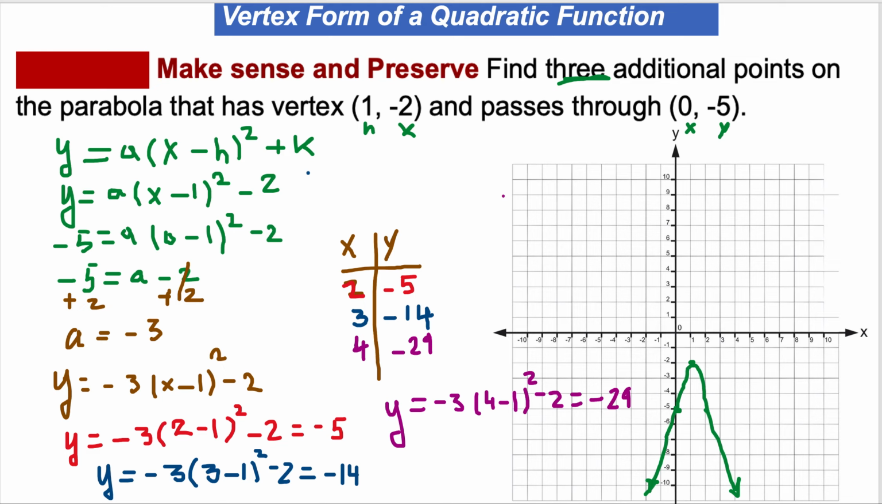So those are the 3 points through which the graph of the parabola is going to pass. One point is (2, -5). Another point is (3, -14). And the third point is (4, -29). So those are the 3 points.